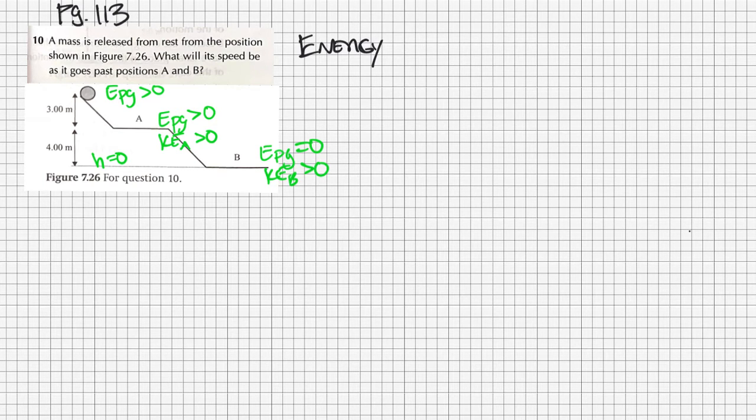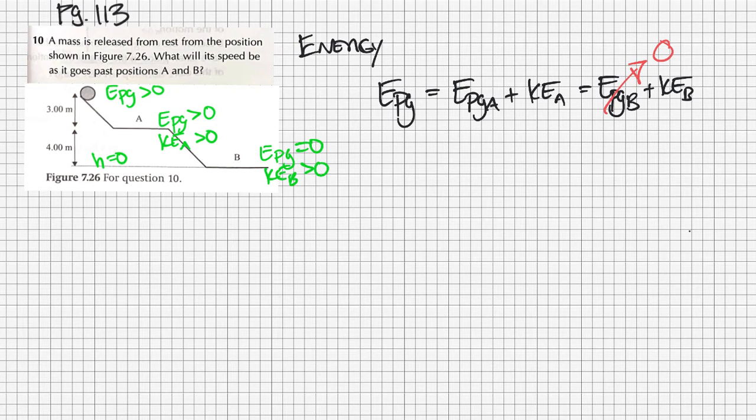So we're going to set up our equation that basically says potential energy due to gravity initially is going to equal the potential energy due to gravity at A plus the kinetic energy at A, which is going to equal the potential energy due to gravity at B plus the kinetic energy at B. Actually, you know what, I'm just going to get rid of this. That's 0, right? So we don't need to include that. So this would just be the kinetic energy at B.